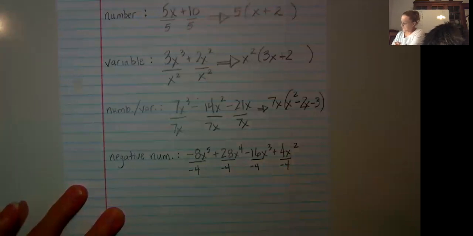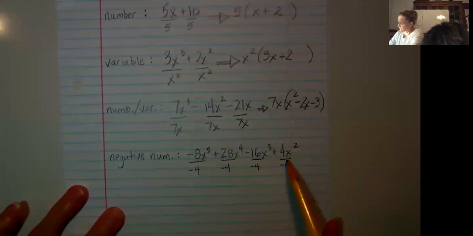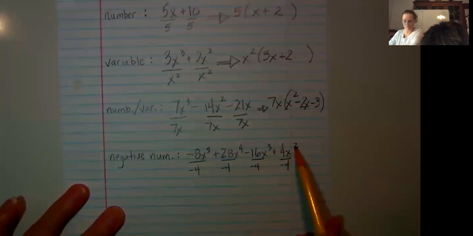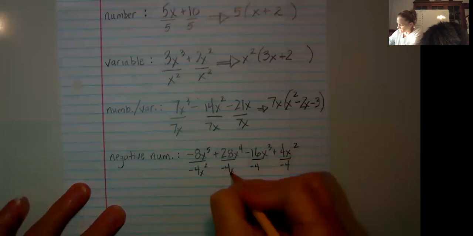If we take a look at the x's, I believe we're going to have some x's in common as well. Here we have negative 8x to the 5. We got 28x to the 4. We've got 16x to the 3rd, and then 4x squared. Okay, so again, they all have at least an x squared, so we can use our x squared in our GCF as well.